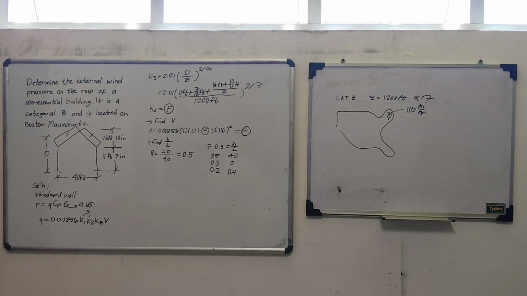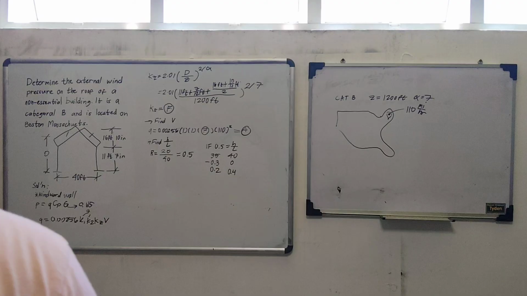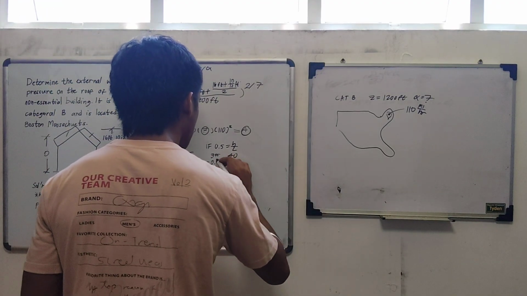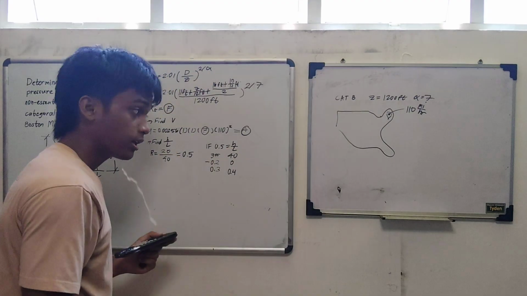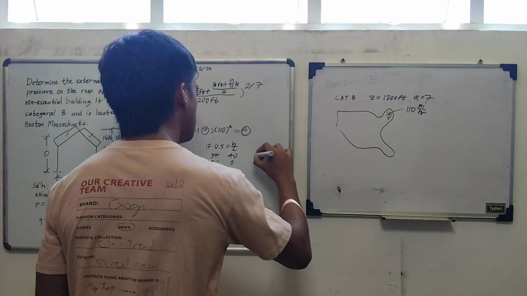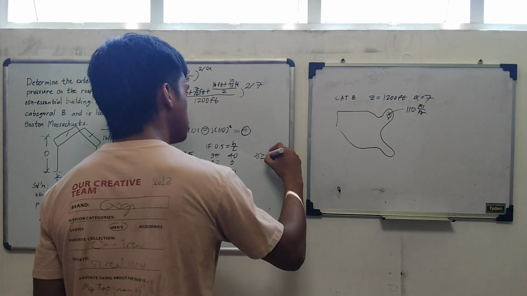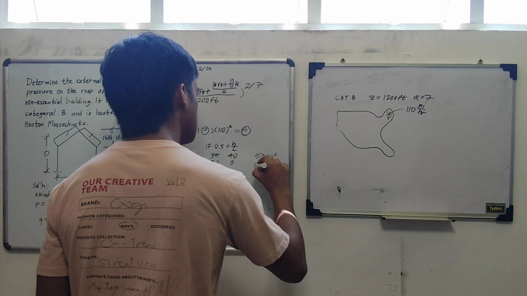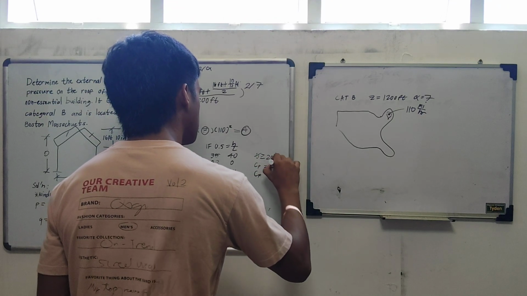Baliktad. So 0.2 muna, and then 0.3. Okay, so 0.3, 0.2, and 0.3. And then we also have our respective values for leeward. If theta is greater than or equal to 20 degrees, then our CP is 0.6.